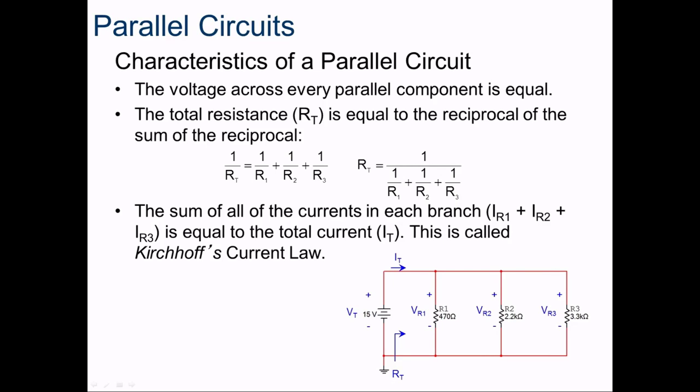Another thing we need to realize is this equation right here. Resistance total is not like a series circuit. R total equals 1 over each resistor, and then you add those up. This is very important. And this is just saying what we already said, current divides.